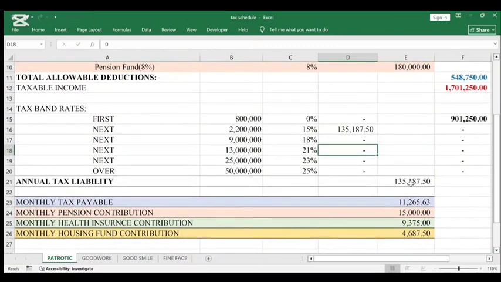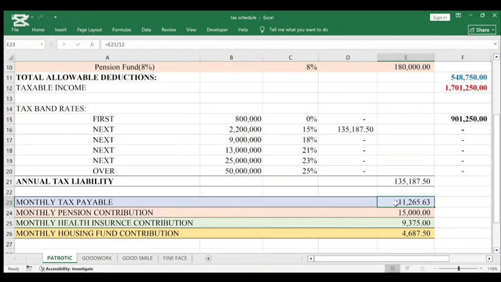Since this is 12 months, for you to get your monthly tax liabilities, divide this amount by 12. All right, divide this amount by 12. Example, this is 135,197.50 kobo. All right, now if you divide it by 12, it becomes his monthly tax payable. This is what he's going to be paying monthly as his tax.